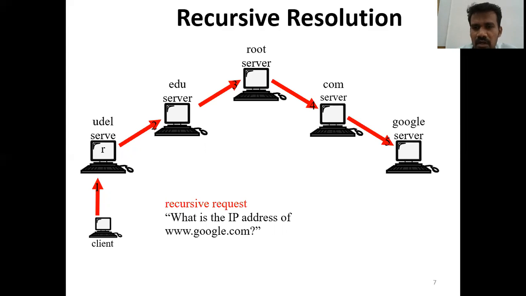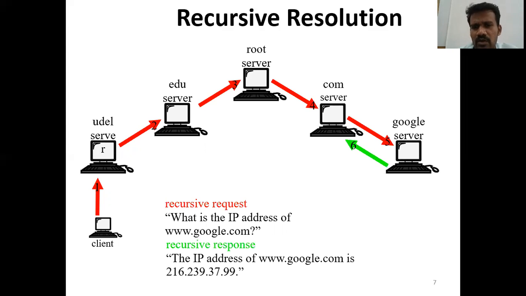COM server refers to the Google server. So the Google server is able to find the IP address. So it sends back to the COM server. COM server sends to the root server. So the root server sends to the EDU server. EDU sends to the UDL server. Then the UDL server sends to the client. So this is how the recursive resolution works. This is the recursive manner of how the domain name system works.